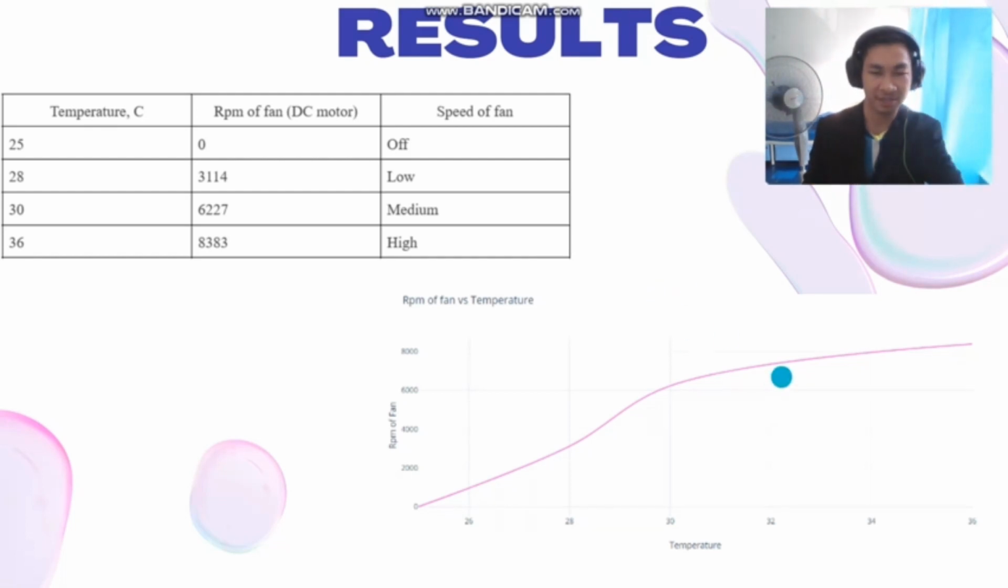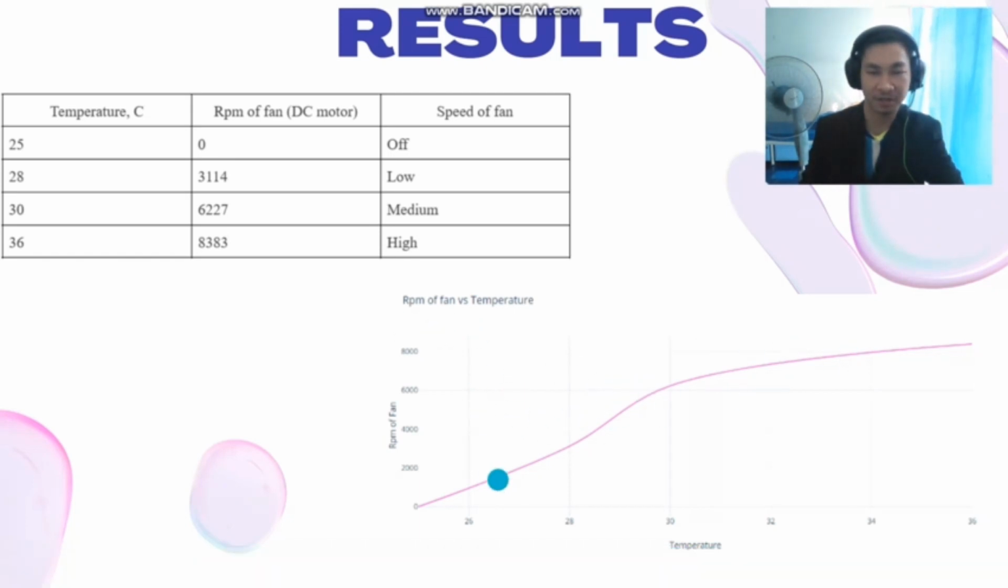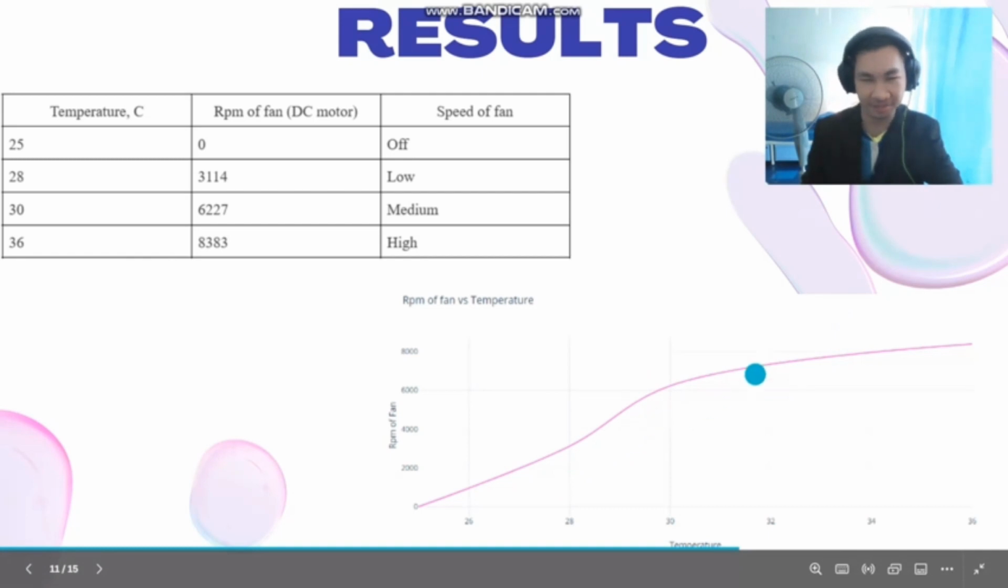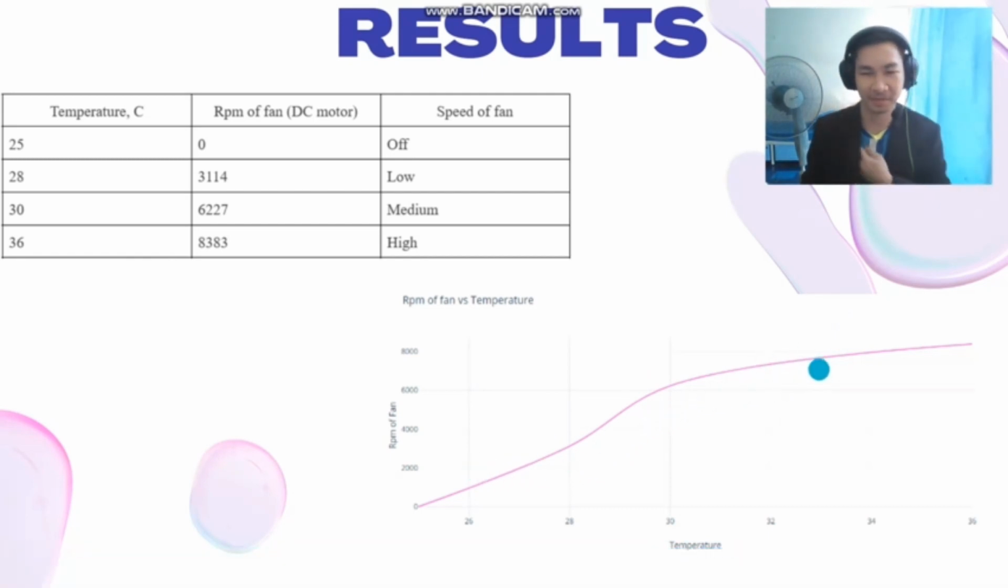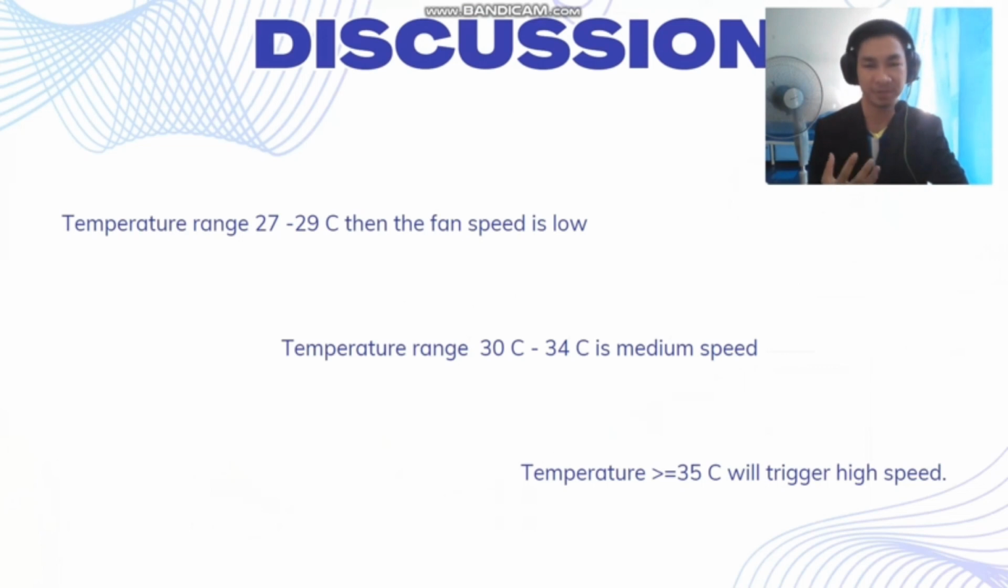And as I said before, the RPM of the fan versus the temperature: the RPM of the fan increases linearly with temperature, somewhat linearly actually. It's not accurately linear, but it's somewhat linear. So in the end, our project works. When the temperature is detected by the temperature sensor, it will convert it to voltage, which will be detected by the Arduino. That's why we use the map function in the code.